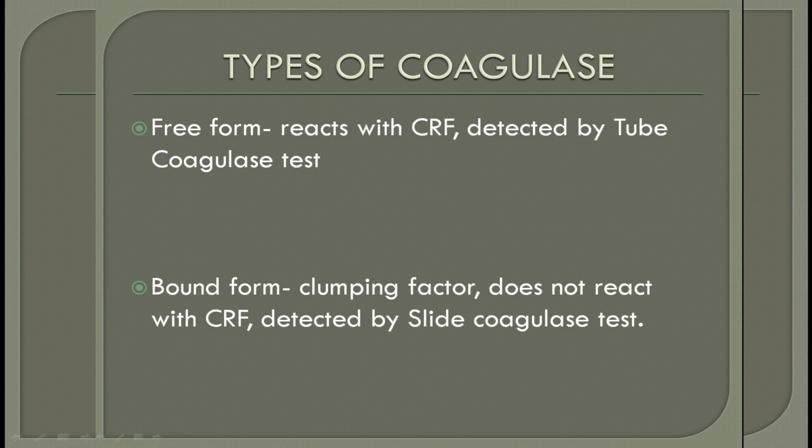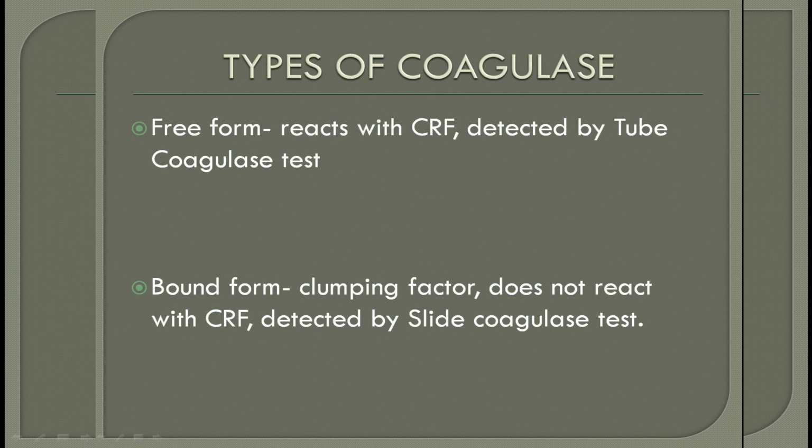So if you have said that coagulase enzyme does this, coagulase enzyme does that, you can automatically reset your thinking to the free form of coagulase enzyme does this, or the free form of coagulase enzyme does that. What I am trying to say is, whenever you just say coagulase, you can almost be sure that you are talking about the free form of coagulase, because the bound form of coagulase is called clumping factor and not just coagulase. Okay?